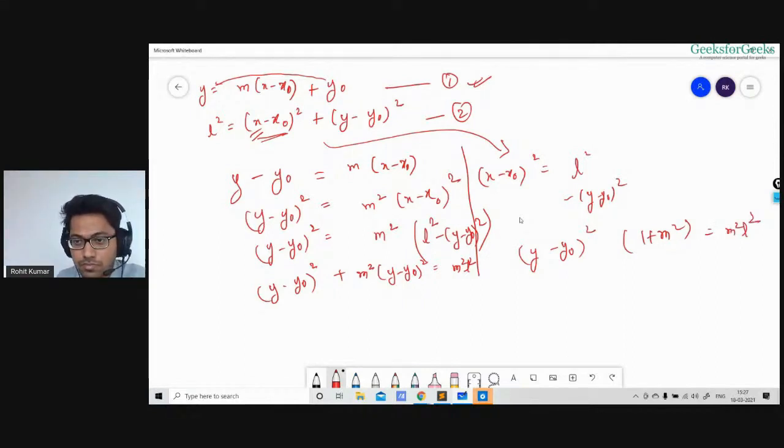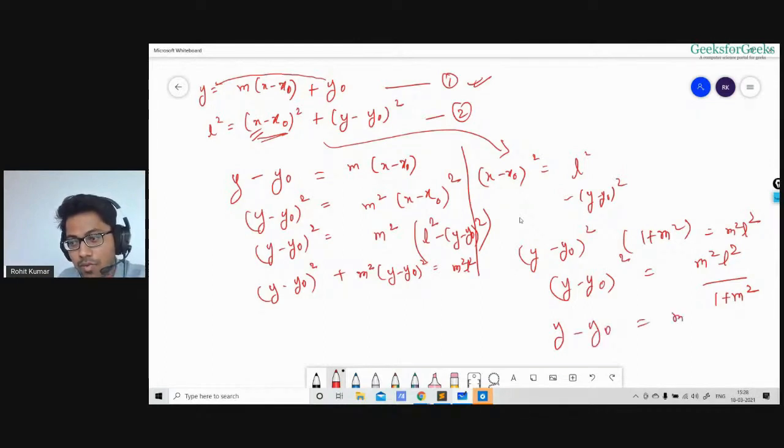So (y minus y naught) whole square times (1 plus m square) equals m square L square. 1 plus m square will come in the denominator if I take it to that side, so this will become m square L square by 1 plus m square. Now if I remove the square root from both the sides, this comes out to be y minus y naught equals ml under root of 1 by 1 plus m square.